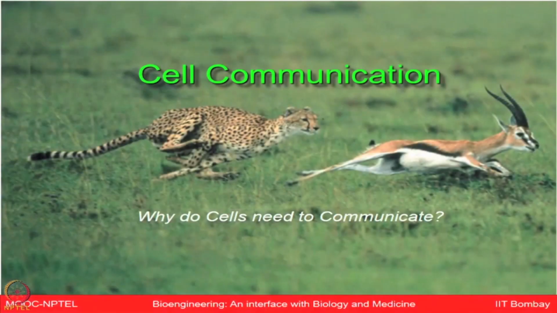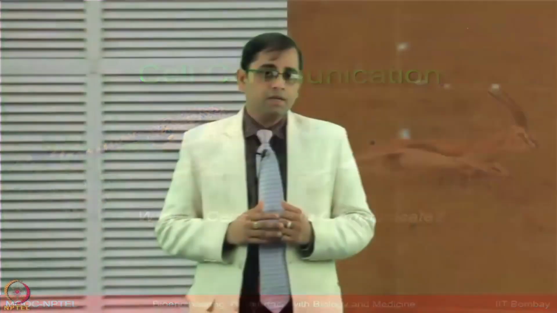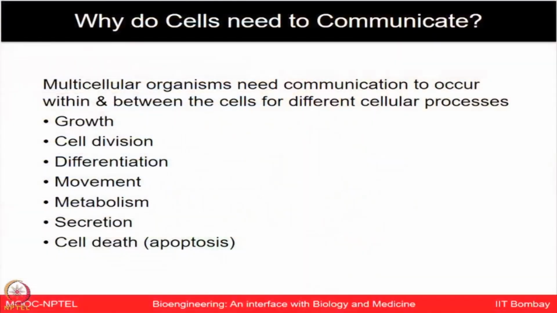So, now let us think about another topic, which is cell communication: how cells communicate with each other, and why cells actually need to communicate is very important to know. Let us think about why cell communication is crucial. For many different processes to happen, especially cellular processes like growth, cell division, differentiation, movement, metabolism, secretion, and cell death, the cells need to communicate.